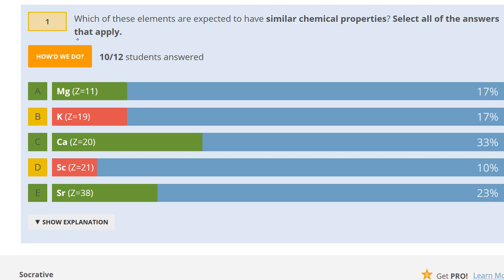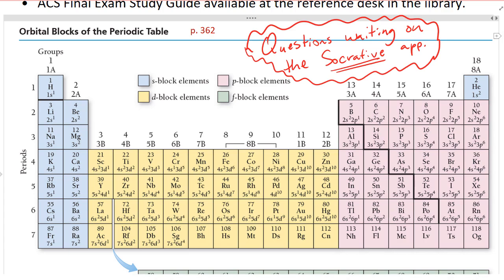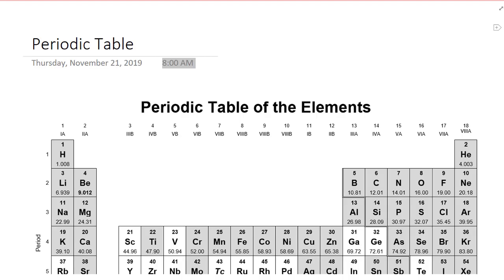They're in the same column. Okay, same column, exactly, same group. So remember, if they're in the same group, they have similar chemical properties. And so if they're outside of those groups, you look at magnesium, calcium, and strontium. And if you're looking at your periodic table, which you may as well have out, we are going to be writing on these some more today.